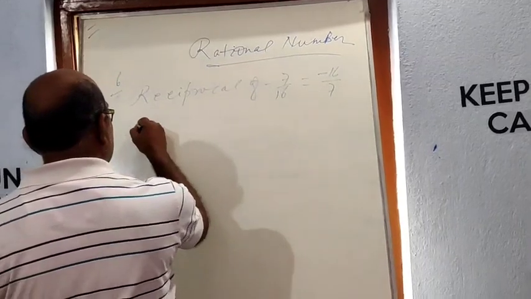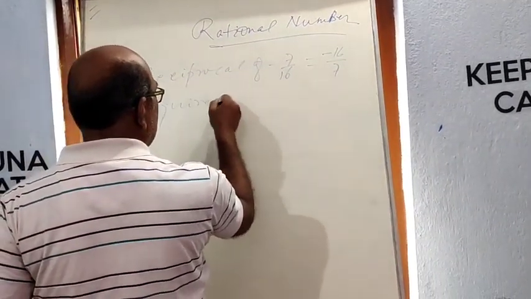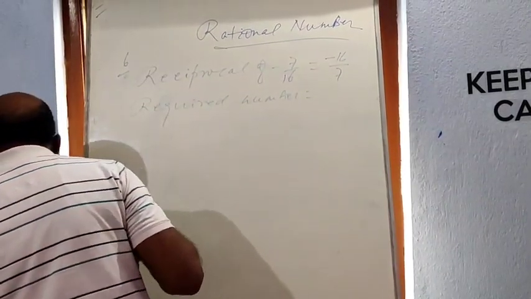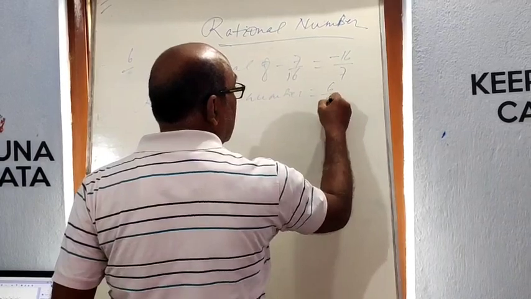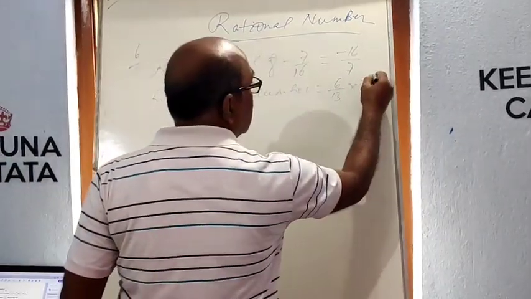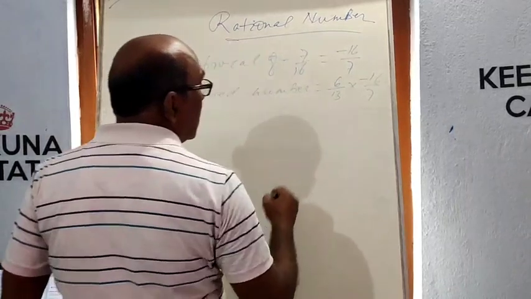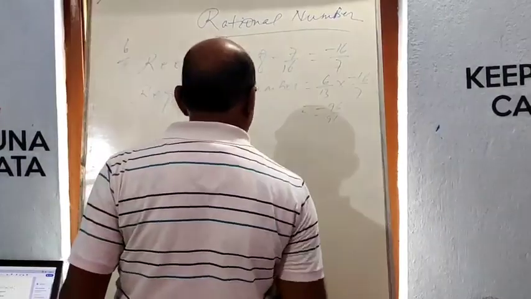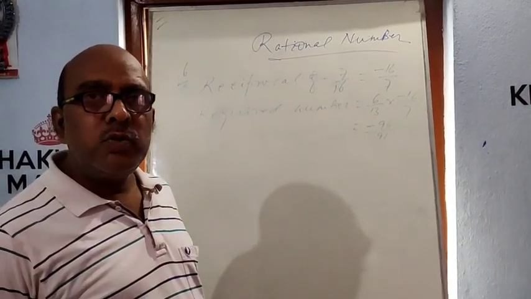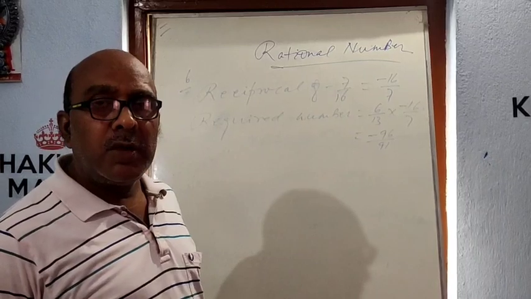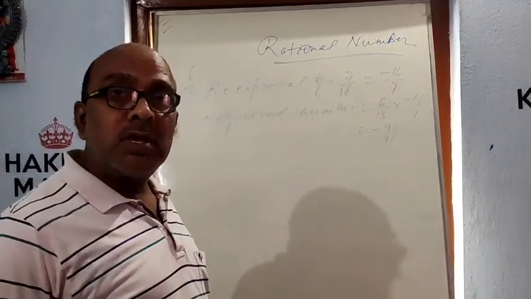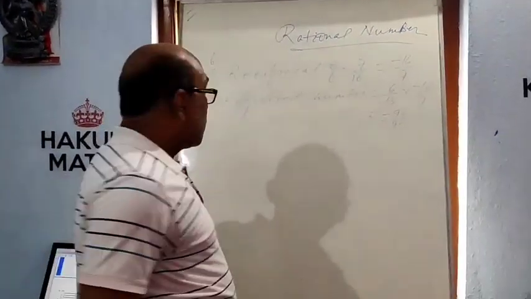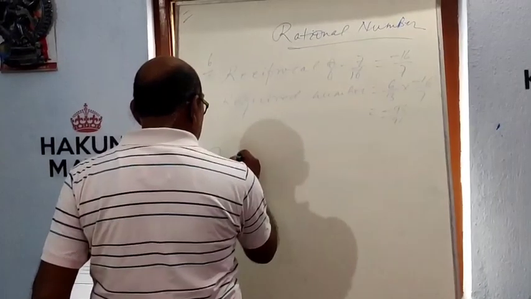Now the required number is equal to 6 by 13 into minus 16 by 7. 16 sixes are 96, so minus 96 by 91. This is the answer. In question number 7, we have to find the process by which we can solve it. In question number 7, we use the commutative property. Your answer is commutative property.